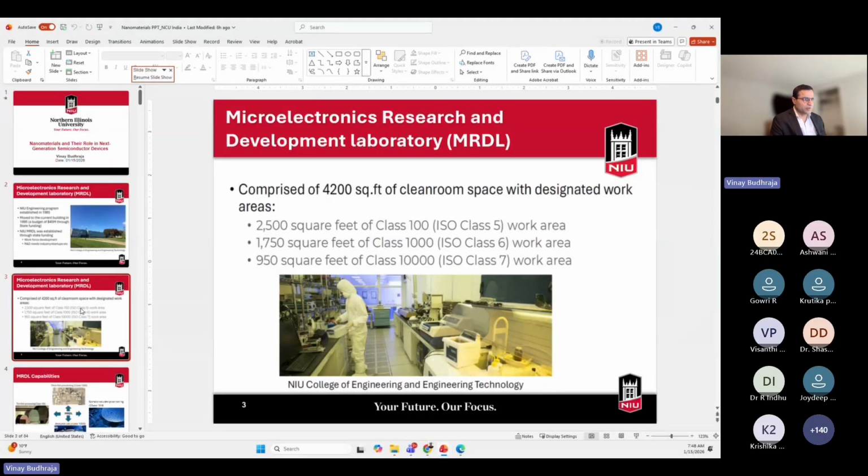The MRDL labs comprise 4,200 square feet of clean room space with designated work areas. We have three main types of classes: Class 100 clean room, Class 1000, and Class 10,000 clean room.